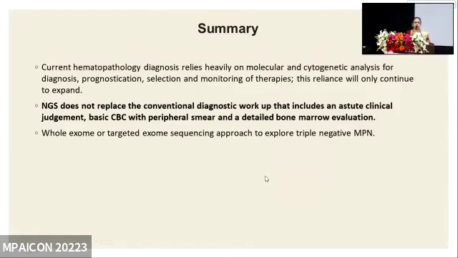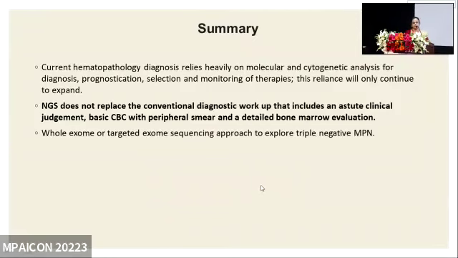So basically, to summarize, the current hematopathologic diagnosis relies heavily on molecular cytogenetic analysis for diagnosis, prognostication, selection, and monitoring of therapies. This reliance will only continue to expand. As you can see, a lot of genomic studies are in progress, and with each classification, a list of whole new entities is being added that will help us in diagnosing.